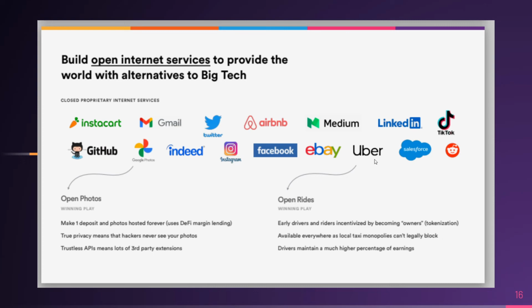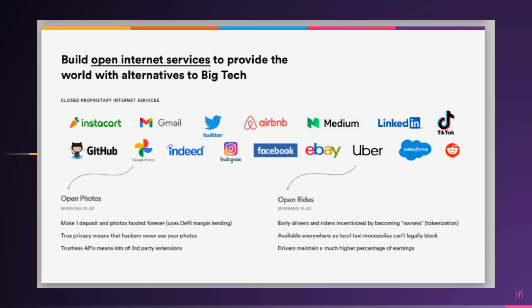Another example, open rides, like with Uber. Early drivers and riders get incentives by becoming owners through tokenization, and it's available everywhere as local taxi monopolies can't legally block it. Drivers maintain a much higher percentage of earnings. Because Uber is a centralized platform, Uber can take a fee for you using their platform, for the marketing that they've done to bring you to that platform. And as someone who works for Uber, obviously I want to make as much money as I can in order to live. This is where decentralization can thrive, because now it's a decentralized platform. There's no middleman like Uber that is there to take your money. Drivers can now maintain a much higher percentage of earnings because, again, there's no middleman, which is a problem that ICP, again, wants to solve.